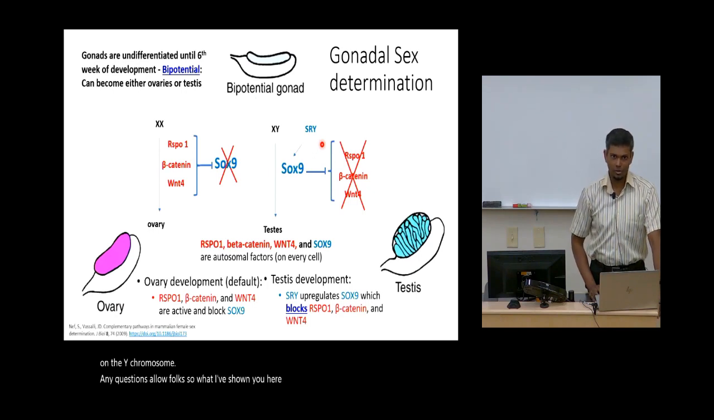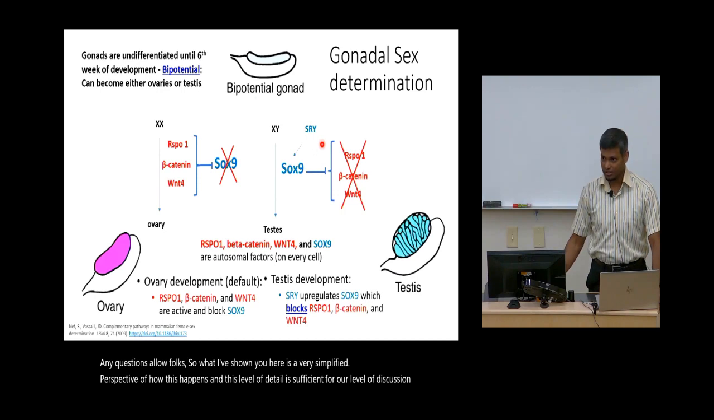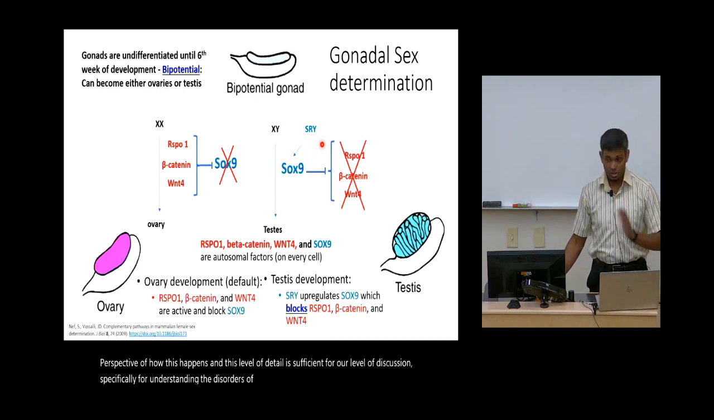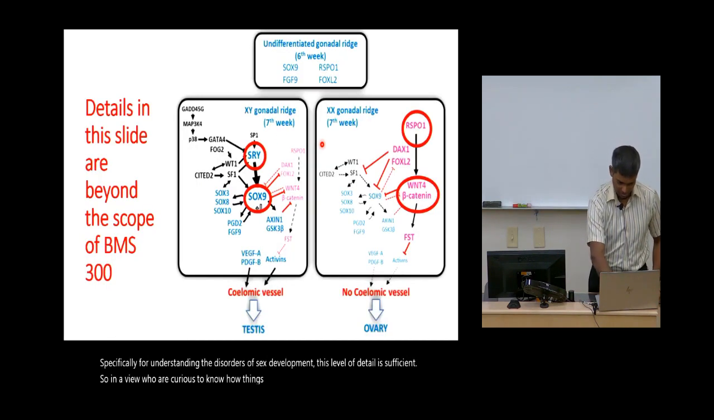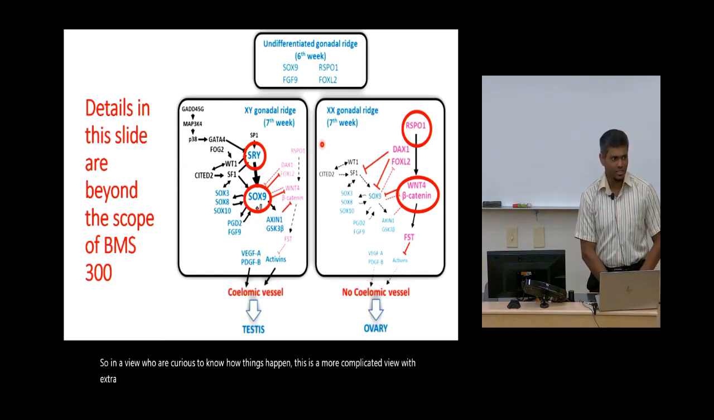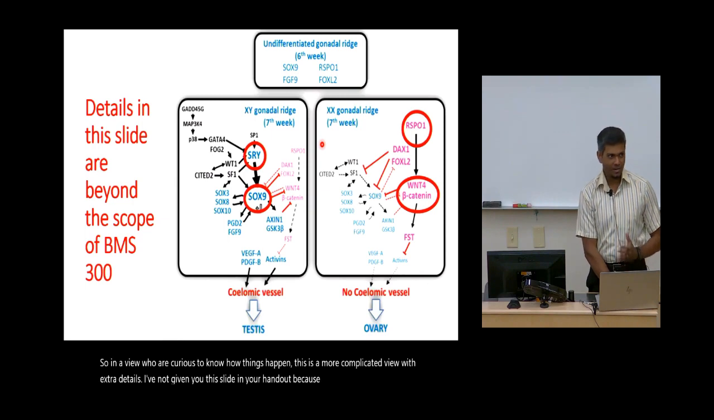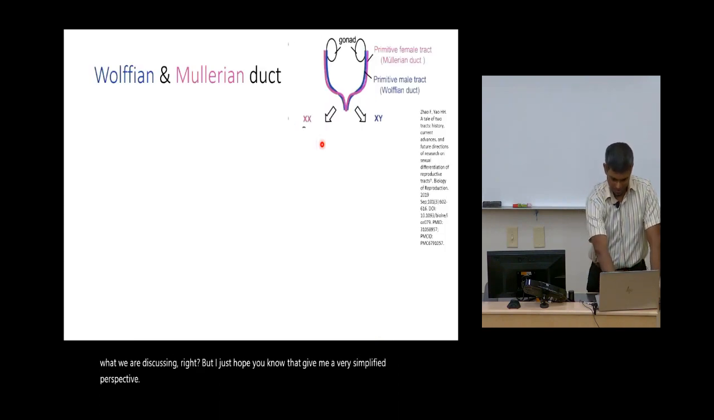So what I've shown you here is a very simplified perspective of how this happens, and this level of detail is sufficient for our level of discussion. Specifically for understanding the disorders of sex development, this level of detail is sufficient. Any of you who are curious to know how things happen, this is a more complicated view with extra details. I've not given you this slide in your handout because it's way beyond the scope of what we are discussing, right? But I just hope you know that I've given you a very simplified perspective.